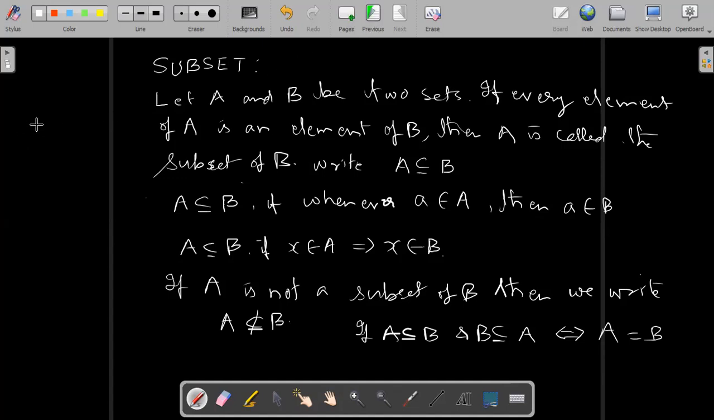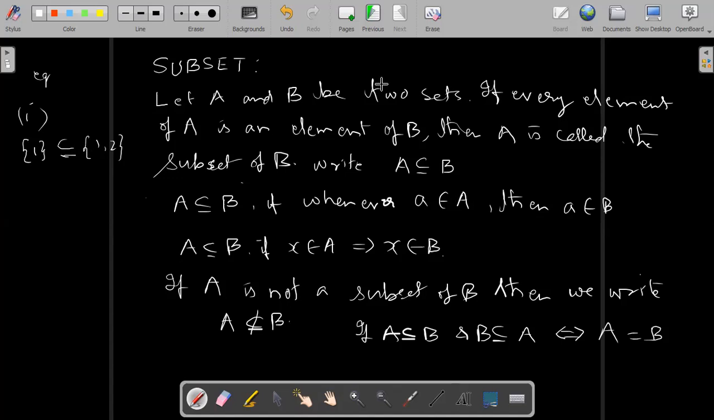For example, just remember the belongs-to symbol is used for an element belonging to a set, and before the subset symbol one set should be there. For example, we can write that {1} is a subset of {1, 2}, correct?